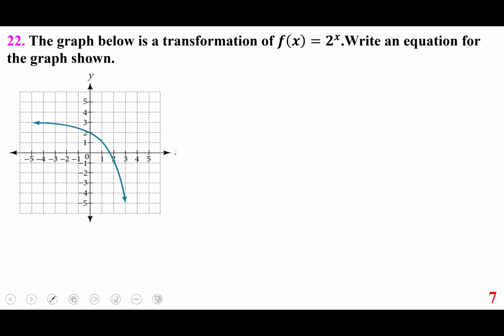Now, the graph is a transformation of f of x equals 2 to the power of x. Write an equation for the graph shown. So you may recognize it as an exponential function, but let's come up with a couple of easy things that will help us. One of them, obviously, the y-intercept is at (0, 2), and you can see that you can draw the horizontal asymptote, and that has equation y equals 3.